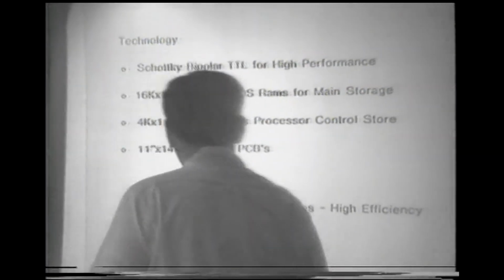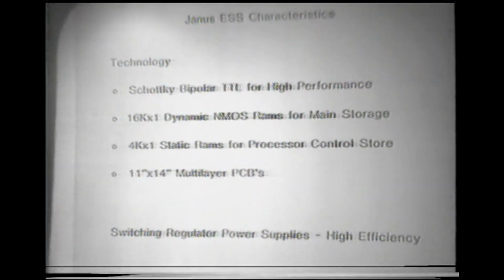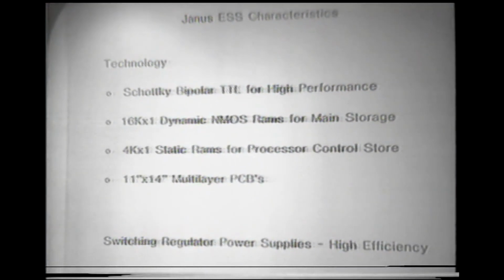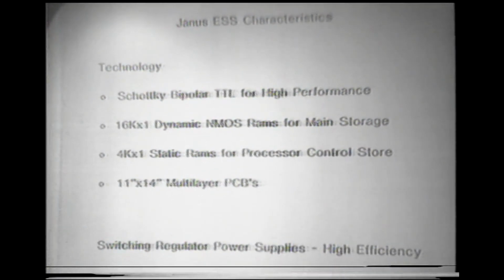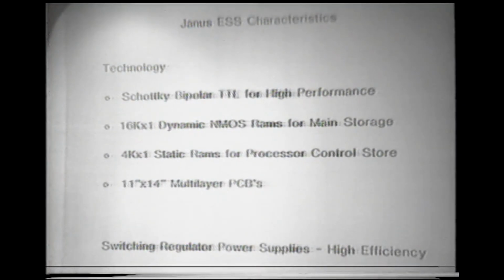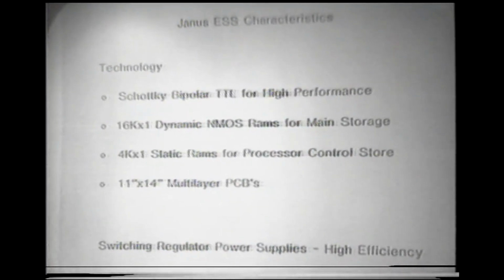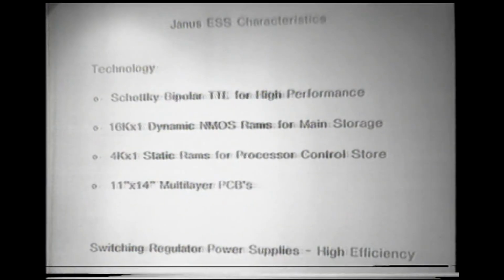Okay, the machine is being built from Schottky bipolar TTL. The basic technology is a bit faster than the Alto, but not as fast as the Dorado. We're making use of 16K RAMs for the main storage, 4K RAMs for the processor control store, multi-layer printed wiring boards, 11 by 14. We have some pictures of those a little later, and high-efficiency power supplies. Most of this componentry is reasonably new. We'll have to do that because if we don't, it will be obsolete by the time the machine is sold.